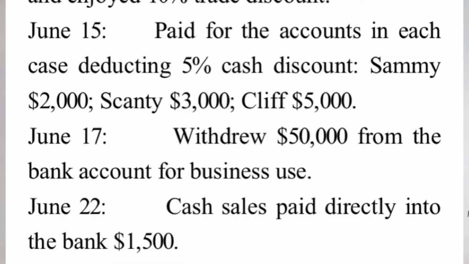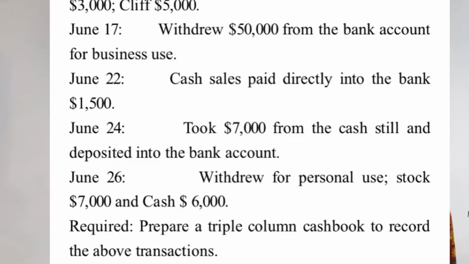June 17th, withdrew $50,000 from the bank account for business use. June 22nd, cash sales paid directly into the bank $1,500. June 24th, took $7,000 from the cash sale and deposited it into the bank account. June 26th, withdrew for personal use stock $7,000 and cash $6,000.